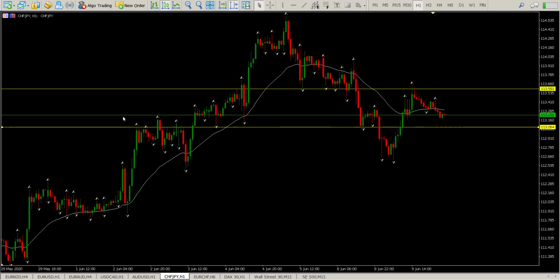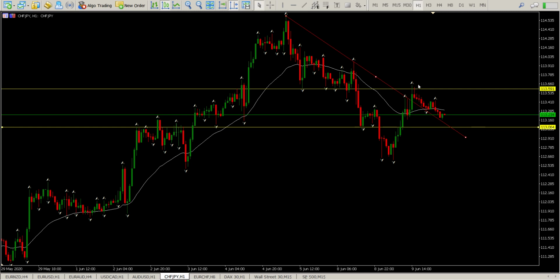You can see all these fractals on here. Use the resistance here, use the support here, which has broken through and hasn't been tested. So if this level holds, which is possible, there's another area here that you need to pay attention to, and that's this trend line.